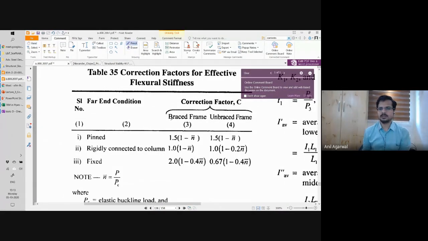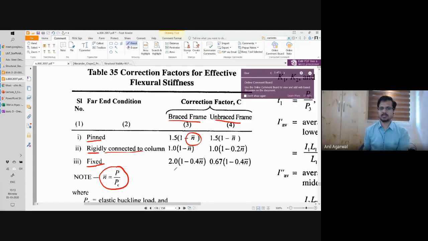It depends on whether it's a braced frame or an unbraced frame. Then it depends on the far end, whether it is pinned, rigid or fixed. Pinned, rigidly connected to a column, or fixed. So what is happening at the far end? And also it depends on n bar. N bar is basically representing how much axial load is acting on that member. So on a beam, typically you can assume that there is no axial force acting.